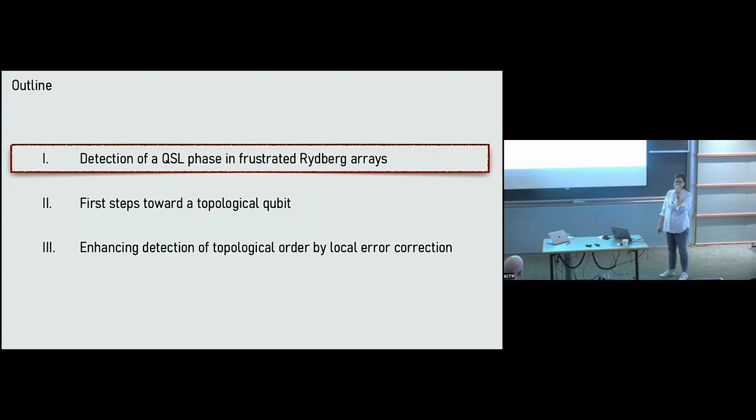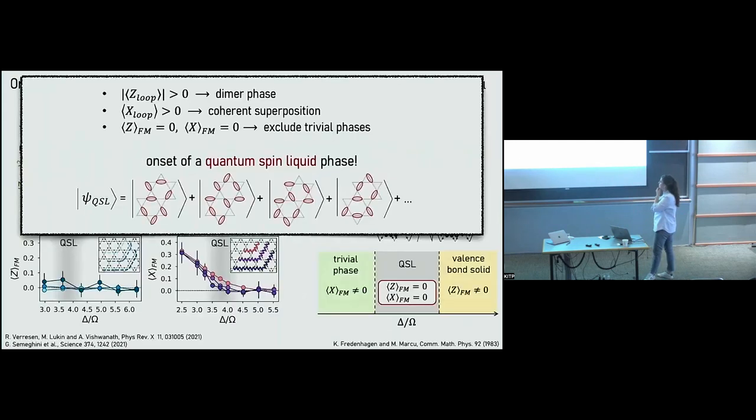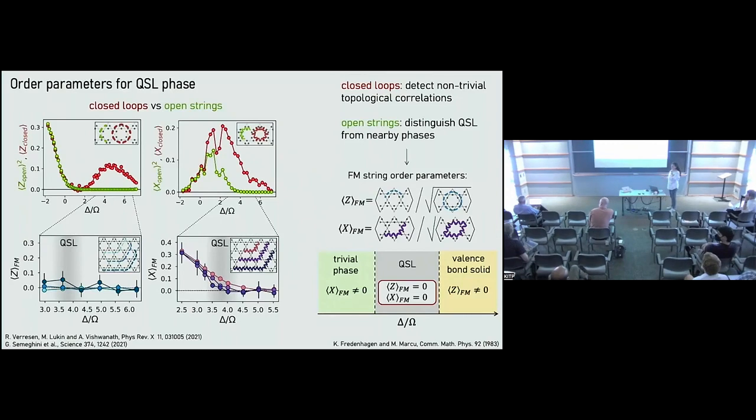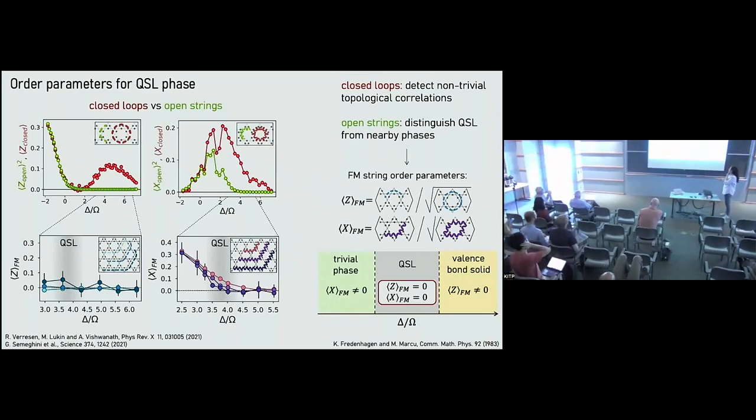Okay. We have another question. Regarding the Fredenhagen-Marcu order parameter, my understanding is that for a finite size system, it's not actually zero. But I'm not sure I'm seeing much finite size behavior. Have you actually tried fitting this to an exponential?